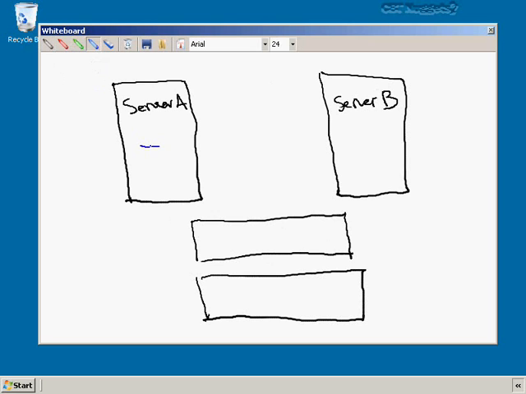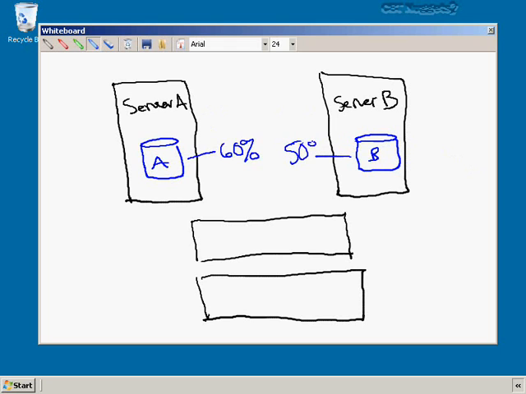Database A is going to run on Server A. Database B is going to run on Server B. Database A is responsible for about 60% of Server A's capacity. Database B, let's say, takes up maybe 50% of Server B's capacity.